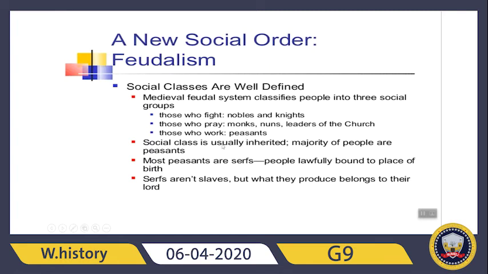Now the social class is usually inherited. The majority of the people are peasants. The second thing, most peasants are serfs, and serfs are not slaves. What is the meaning of serfs? Serfs were people lawfully bound to their place of birth. They were not slaves, but whatever they produced belonged to their lord.